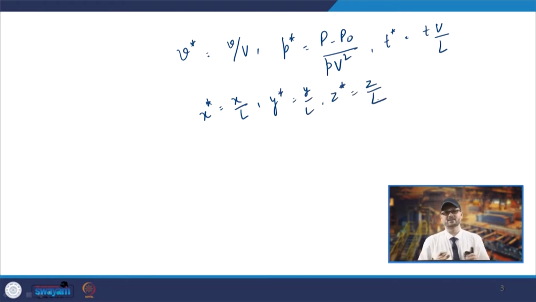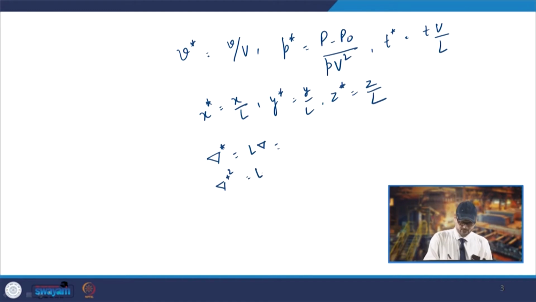Then the operators also need to be expressed. So, grad star will be L times grad. Similarly, for the second-order operator, that will be L square times delta square, so you will have dou square by dou x star square, which is L square times dou square by dou x square.